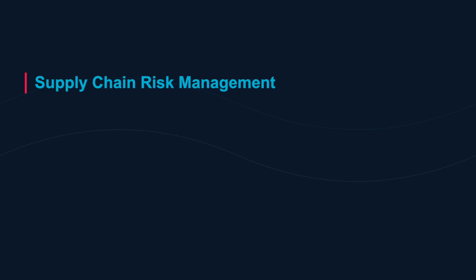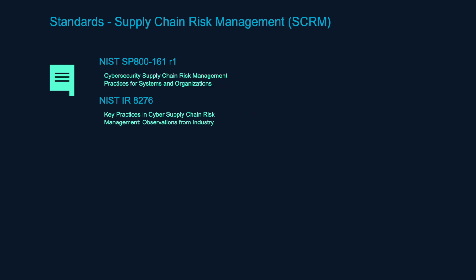The idea of supply chain risk management has become increasingly popular as something we discuss these days. One of the advantages we have is that there are a number of really good standards that can help guide us through the process of risk management in regards to the supply chain. From NIST, we have Special Publication 800-161 Revision 1, which is entitled Cybersecurity Supply Chain Risk Management Practices for Systems and Organizations. And then we have IR 8276, which lists for us key practices in cyber supply chain risk management, observations from industry.